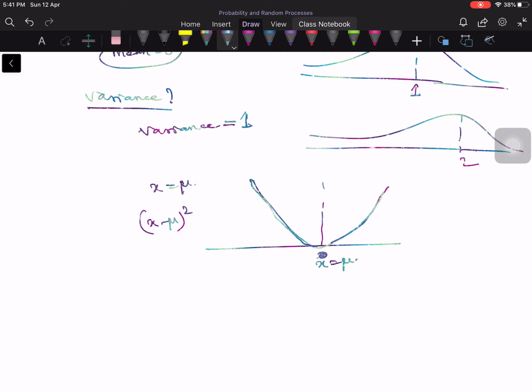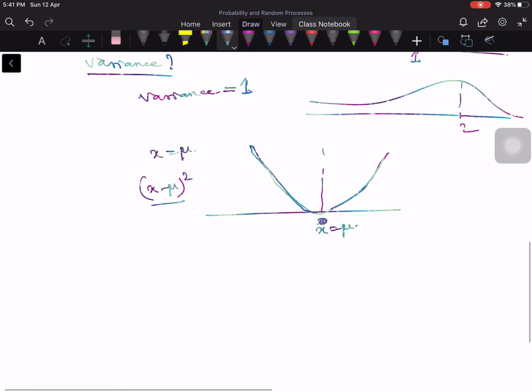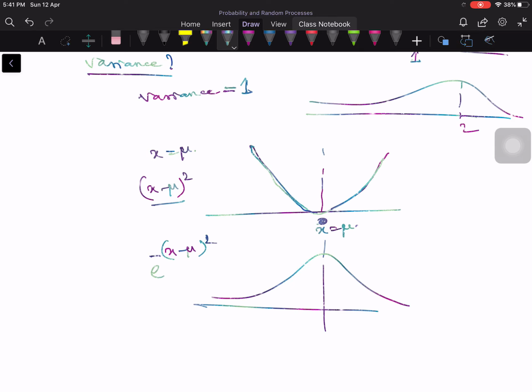You take the negative exponential of this x minus mu the whole square, and that gives us the normal density that is centered at mu. So e to the minus x minus mu the whole square. Therefore you'll get a curve like this. So here this density is centered at x equal to mu.